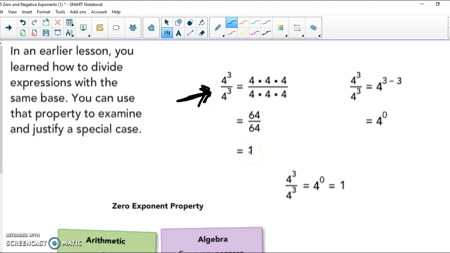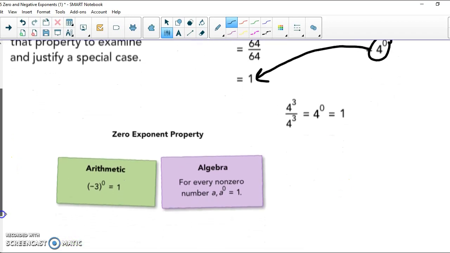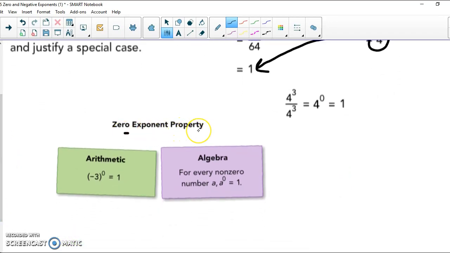Similarly, if I use the property that we learned with dividing with the same base, 4 cubed over 4 cubed means 4 to the third minus 3. So when I simplify that exponent, I get 4 to the 0 power, which seems crazy, but as we just demonstrated, 4 to the 0 power would actually simplify to 1. So we could say that 4 cubed over 4 cubed equals 4 to the 0 power, which equals 1. And that is in fact our 0 exponent property.